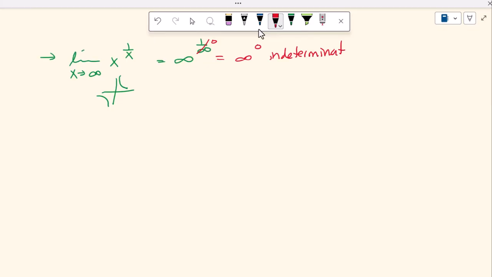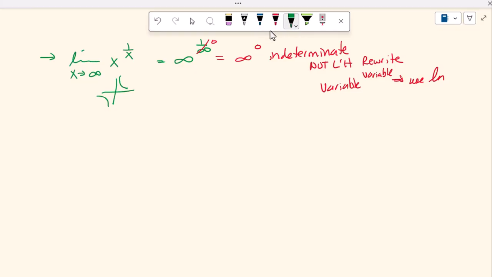But it's not indeterminate L'Hopital's. So I need to rewrite. We need to do something with this. But this is where it comes in handy to have remembered that this is a variable to a variable. So that's a hint to use natural log. Okay, so let's go ahead and give that a shot.